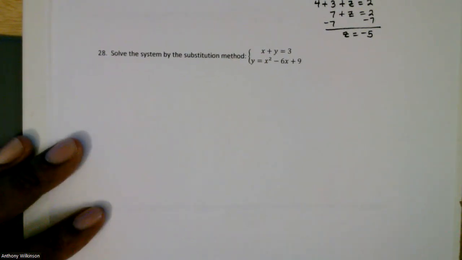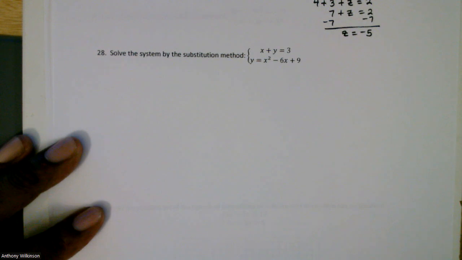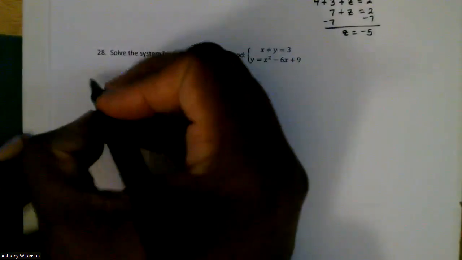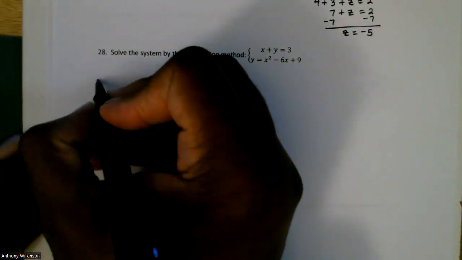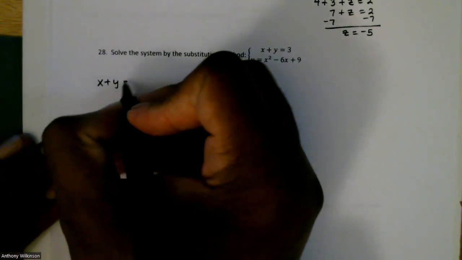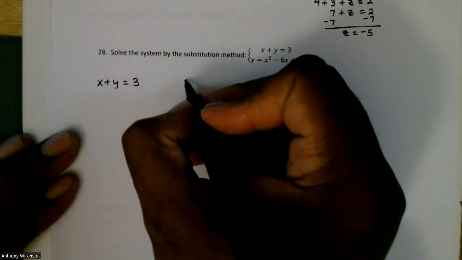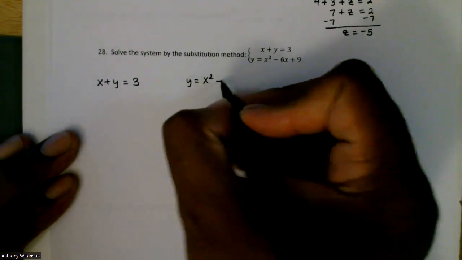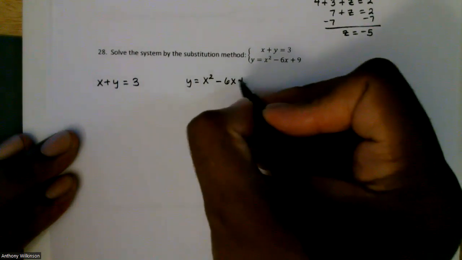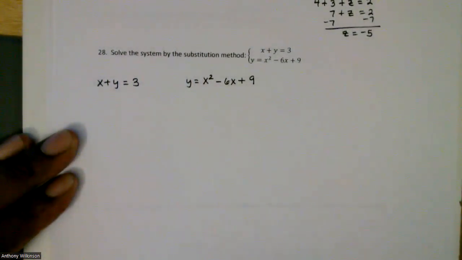Here we got x plus y is equal to 3, and y is equal to x squared minus 6x plus 9. That's what I'm going to do. I'm going to go and write this side by side. Here we got x plus y is equal to 3. And then the other equation is going to be y is equal to x squared minus 6x plus 9.